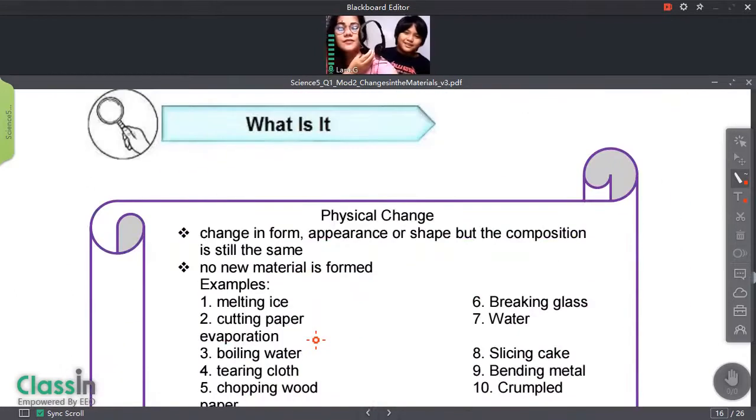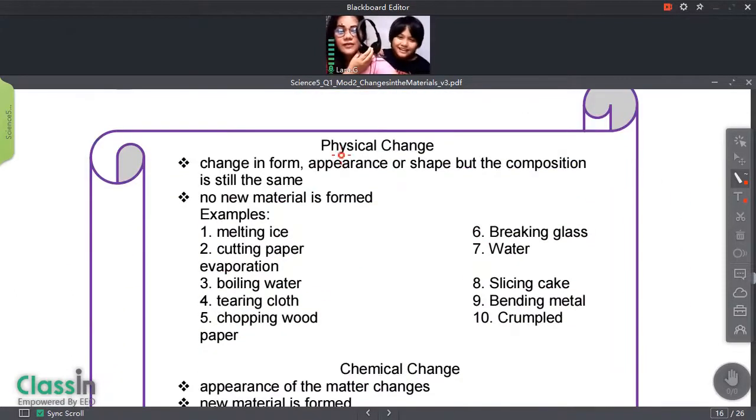Yes. So, physical change. What are physical changes? Change in form, appearance, or shape, but the composition is still the same. Yeah, so no new matter is formed.